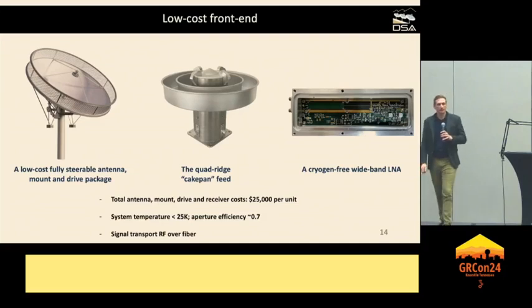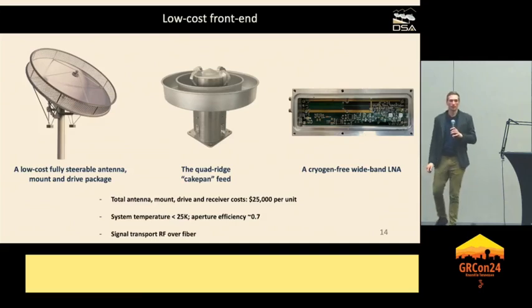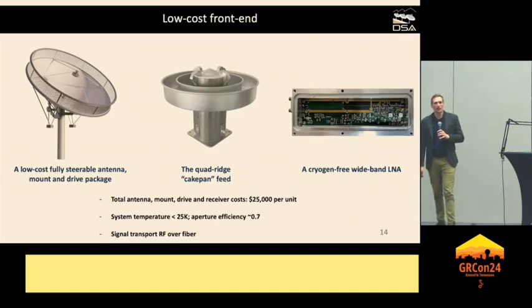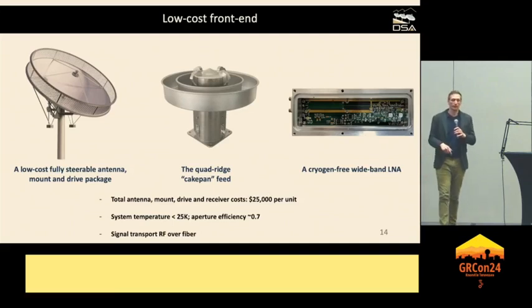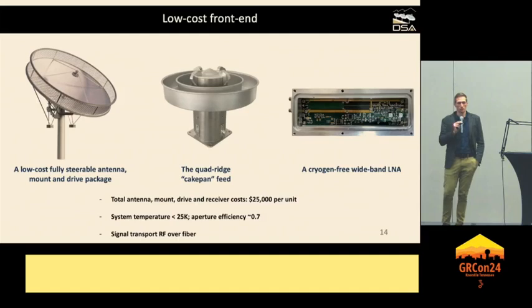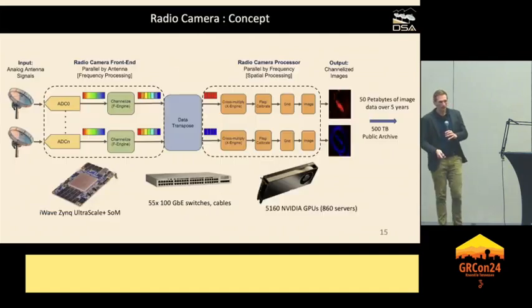Our feed, we call it the cake pan feed because it's actually made of an actual cake pan. It turns out cake pans have really good RF properties with very low loss. So we're designing that at a very low cost as well, and we have a cryogen-free wideband LNA that reaches an incredible noise temperature of dozens of Kelvin, which is very, very incredible. But that's not it.